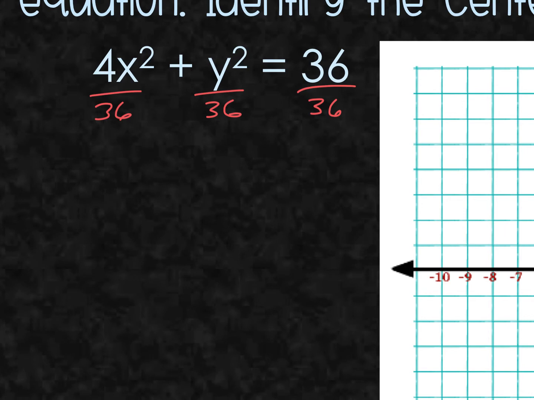So I can simplify 4 over 36 and make it a 9 on the bottom. And then I have y squared over 36. 36 divided by 36 is 1. So my bigger denominator is under the y. What does that tell me about my ellipse? Is it going to be horizontal or vertical?